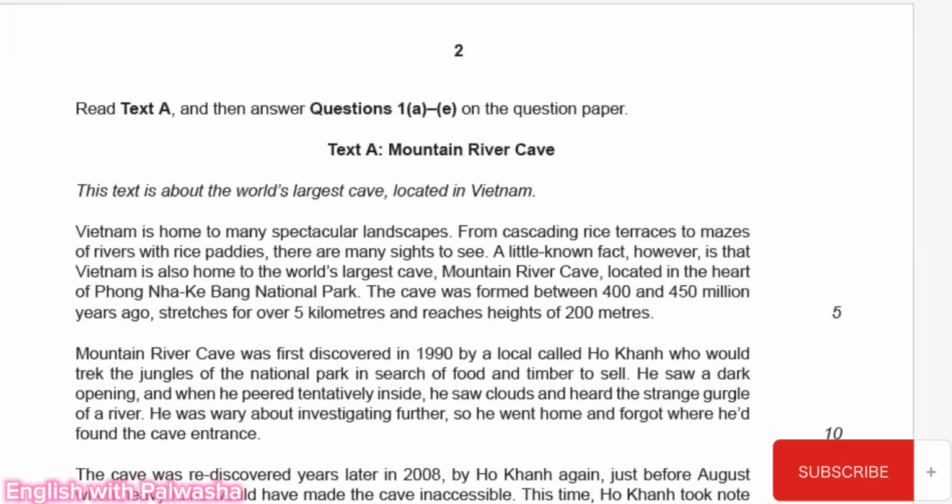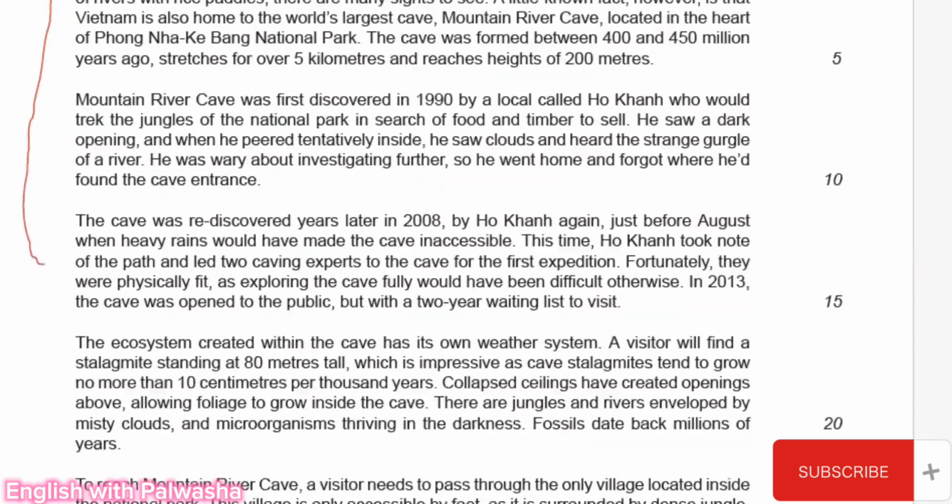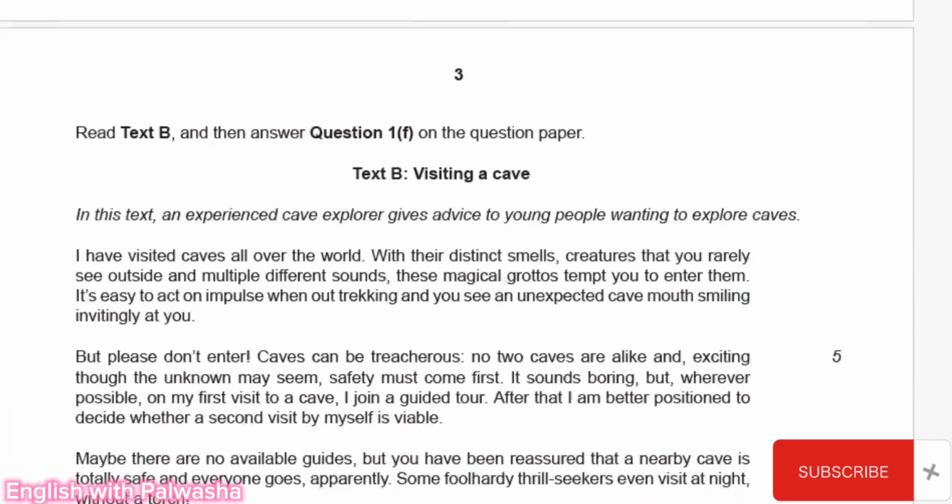We have text A, and we have to answer question number one from part A till E from this specific insert of text A, all right? Just question number one, parts A to E will be from this text A. Then we have another text B, and there is a sectioning of each text from which we're going to read, and then we will be answering the questions.